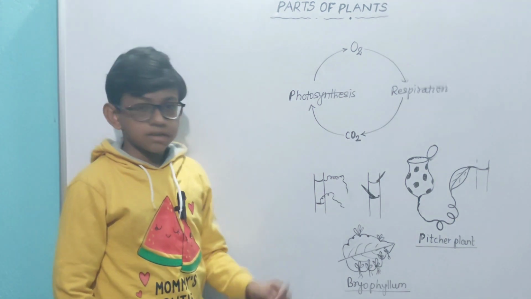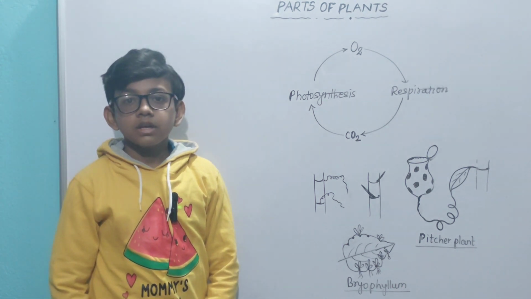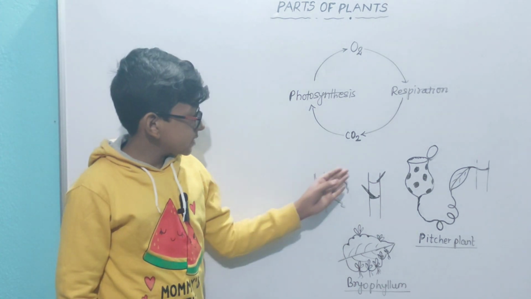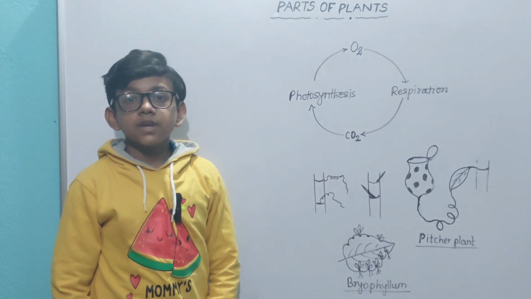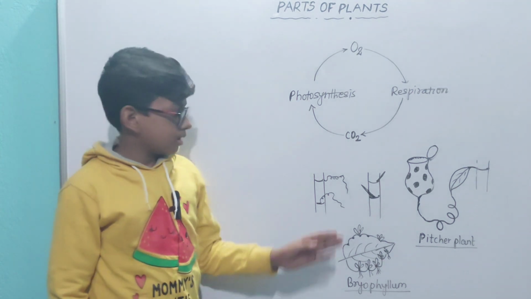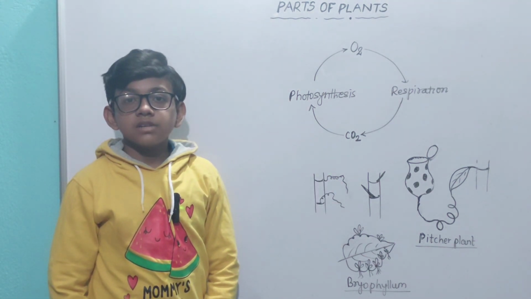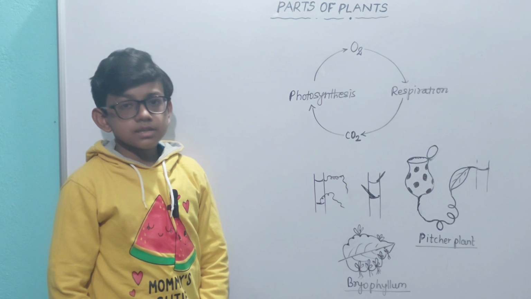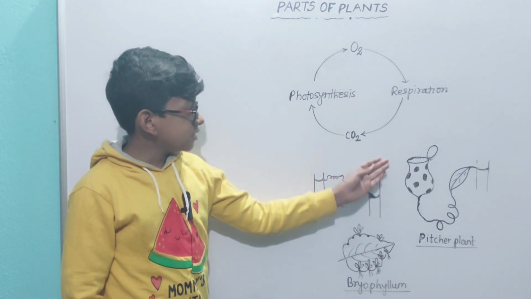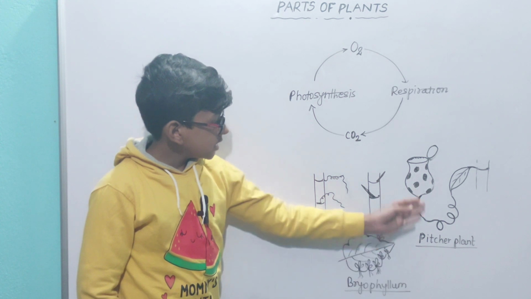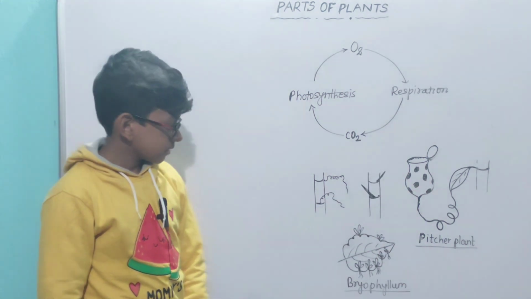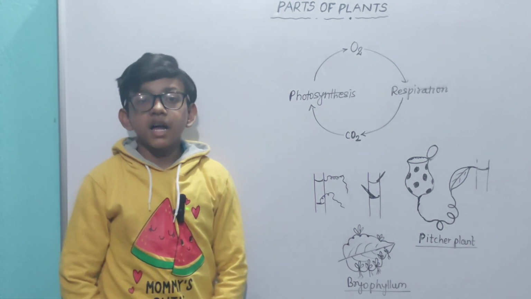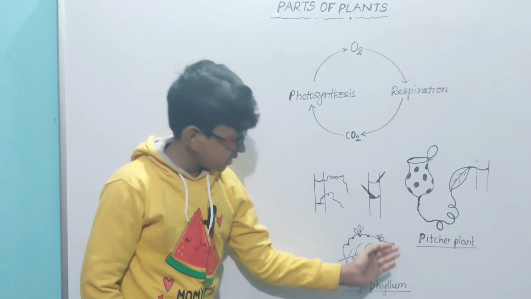First, leaf tendrils. Just like stem, leaf also modify into tendrils in some plants. Second, leaf spines. In some plants, leaves are modified into spines to protect the plant from grazing of animals. In some plants, leaves are modified to trap insects, such as in pitcher plant. And in some plants, leaves are modified to grow new plants, such as in bryophyllum.